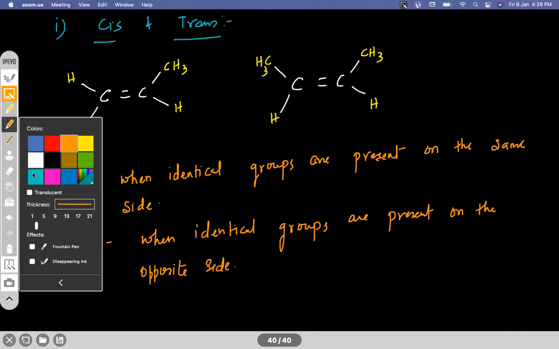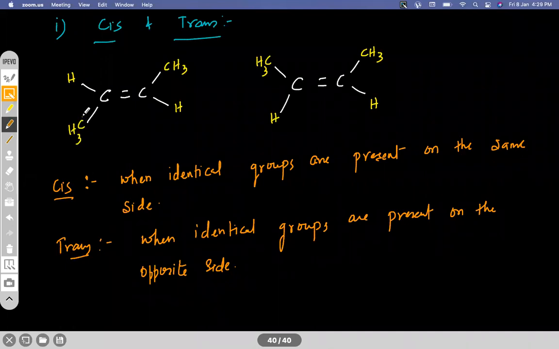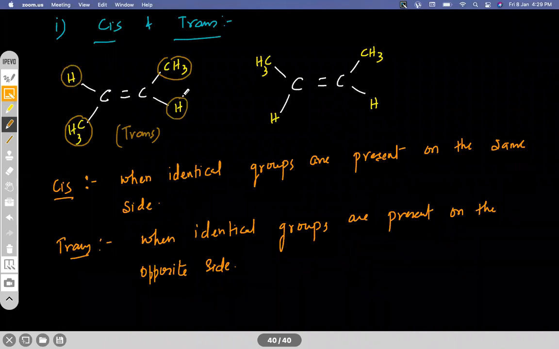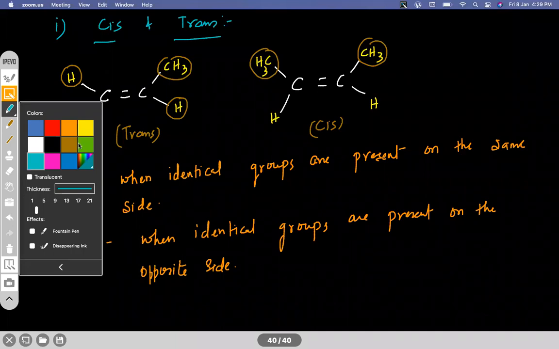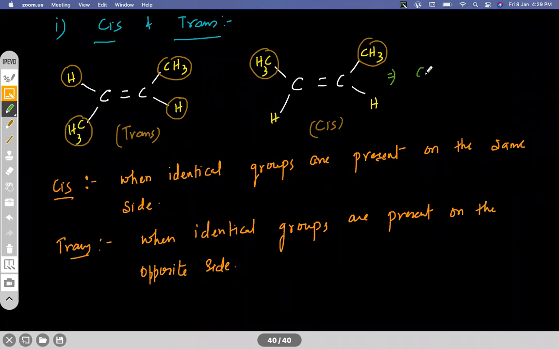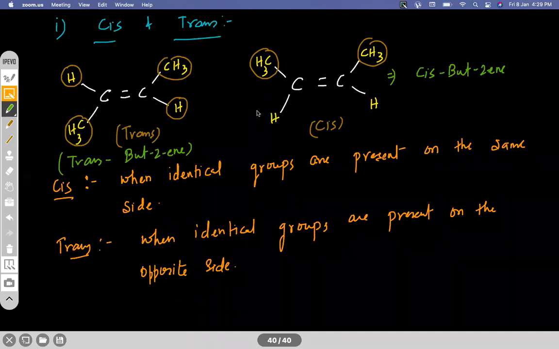Okay, so you see in this one, CH3 and CH3 are identical groups. They are on the opposite side, so it is the trans isomer. H and H are also on the opposite side, trans. CH3, CH3 on the same side, so it is the cis isomer. So if you write the name of this compound, it is obviously but-2-ene, but since it is cis, it is cis-but-2-ene. This one is trans-but-2-ene. So if I ask you to draw the structure of cis-butene and trans-butene, it is clearly understood which structure you need to draw.